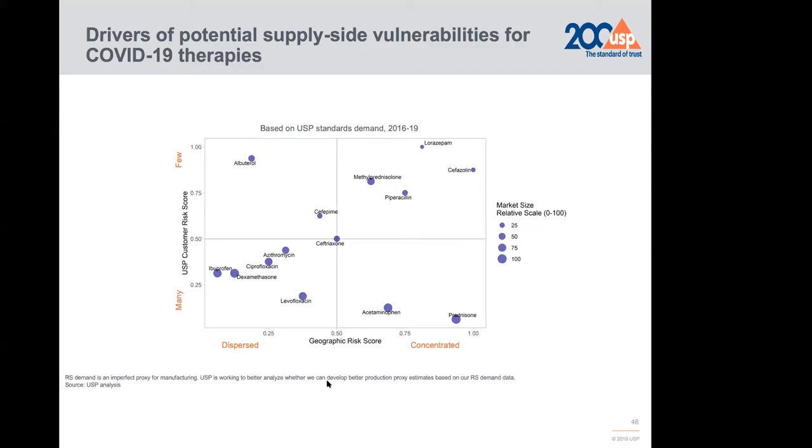If all of the product was manufactured in one town in New Jersey, you would have a very high geographic risk score of 1.0. If a medicine is produced in every country on earth, you would have a very, very low geographic risk score. So in this case, ibuprofen on the left is being produced in so many different places and countries that, let's say a natural disaster were to hit any one region, there would be many alternatives for the production of ibuprofen. Whereas prednisone is much more concentrated.